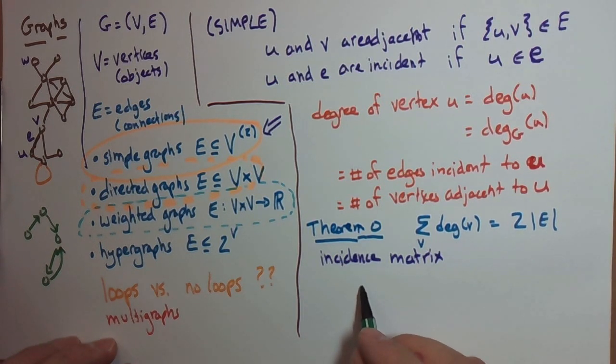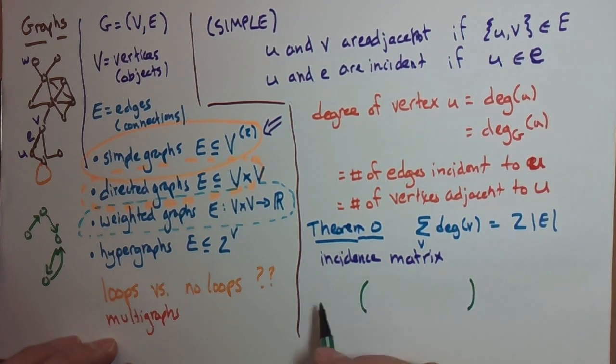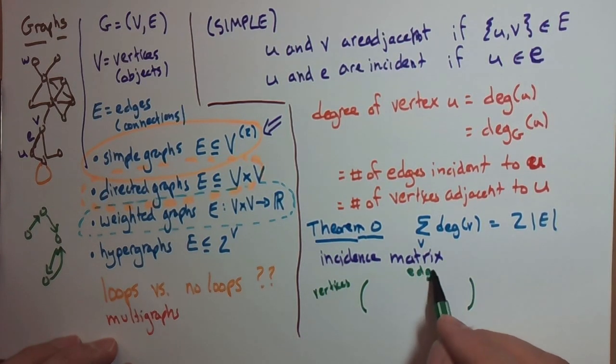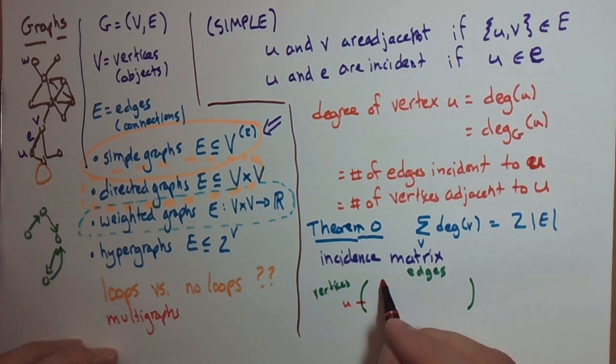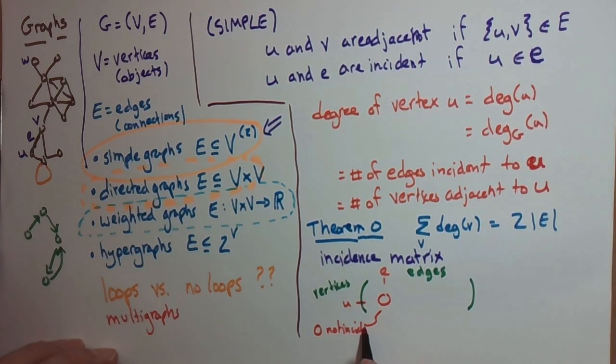The problem with incidence matrices is they tend to be very rectangular. So you have vertices and you have edges. Now, it doesn't really matter which one you pick. You can just pick your poison. We have a vertex U, an edge E, and then we record: this entry is 0 for not incident and 1 for incident.